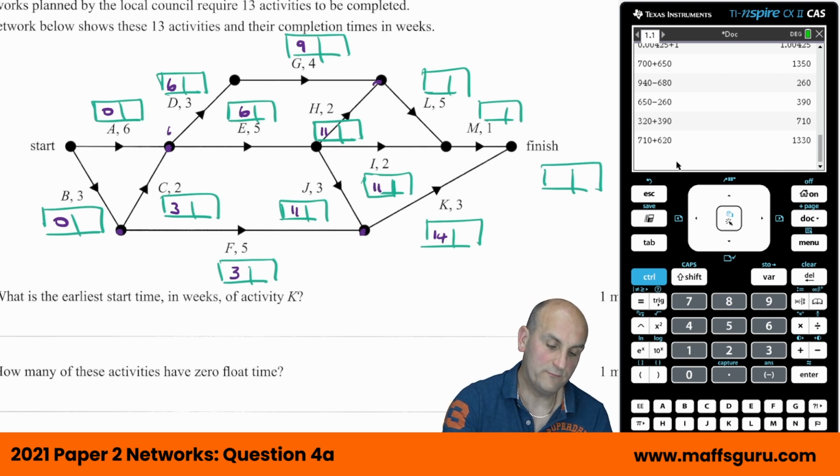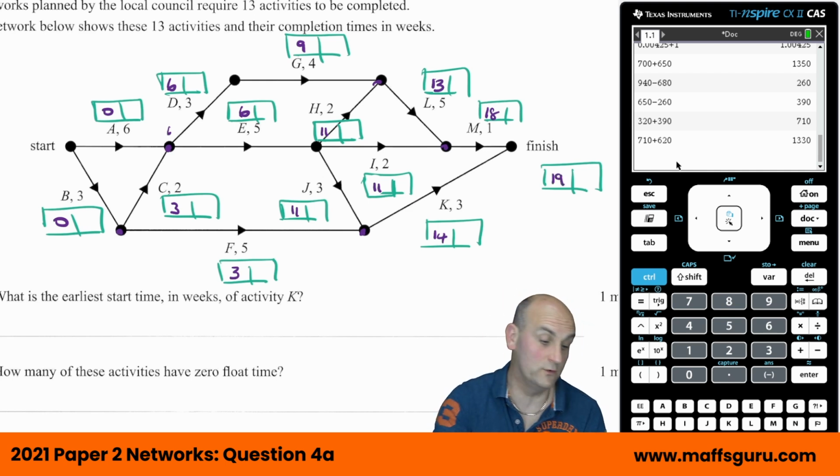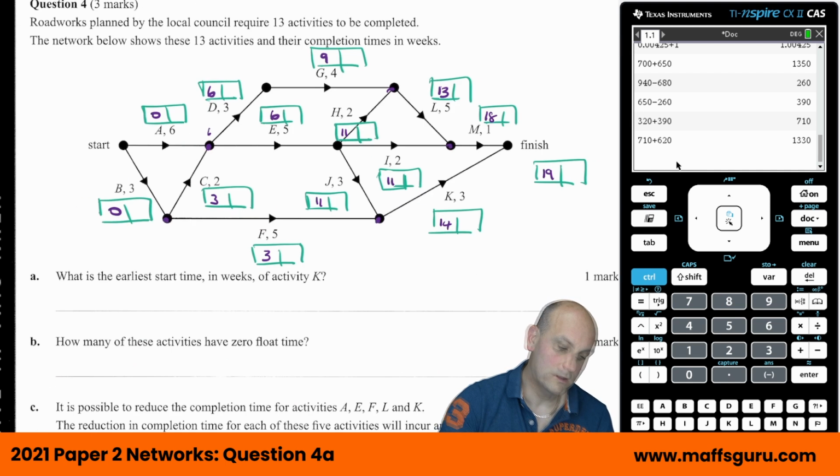Right, 11 plus 2 is 13. 9 plus 4 is 13, so that's going to stay as 13. 13 plus 5 is 18. That gives me 18 there. 11 plus 2 is 13, so I'm going to choose 18 to go in there. Plus the 1 gives me 19 to go in there. So there we go. That was my forward scanning. Then when I backward scanned, so having done that, we can now answer the question. What's the earliest start time in weeks of activity K? It is 14.